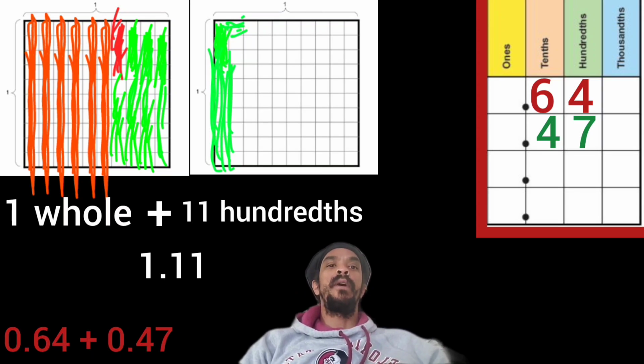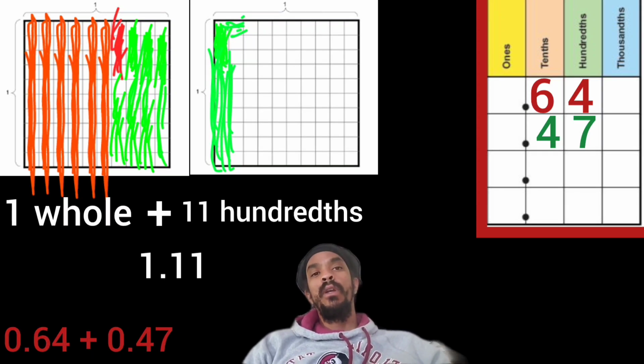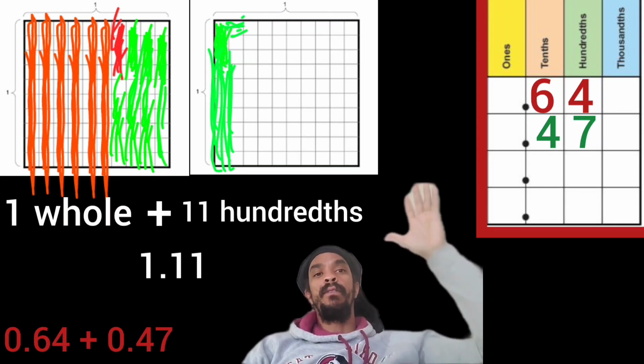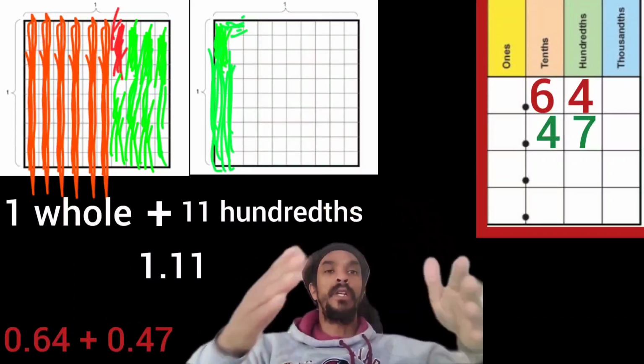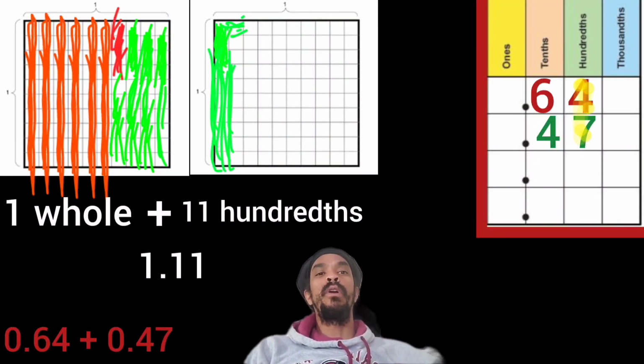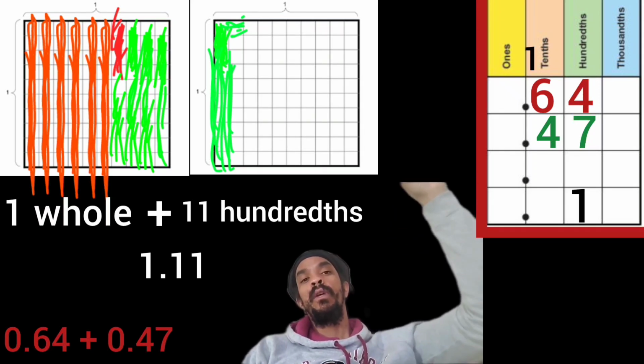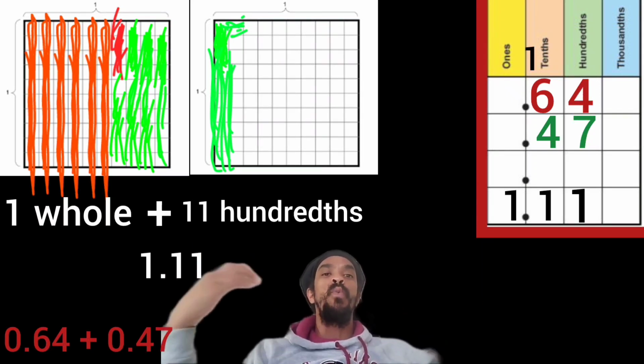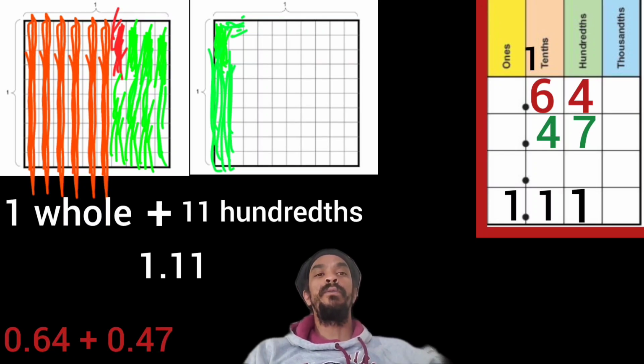And we could see that with our place value chart, because when we add, we start from the right, we line up our decimal points. But we start from the right. 7 plus 4 is 11. So we drop our 1, carry our 1, and then all together you should get 1 whole and 11 hundredths.